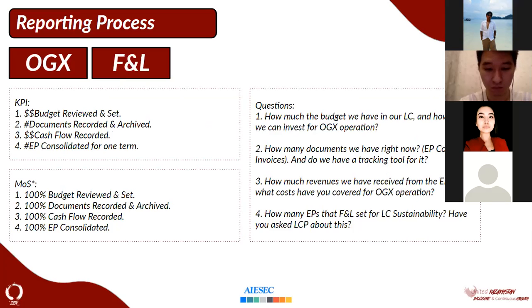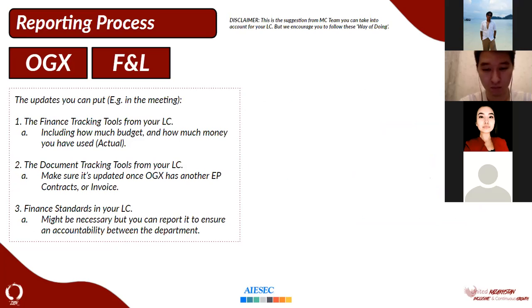So for FNL, let's jump into the questions, because KPI and MOS I have explained. The questions are: how much budget do we have in our LC and how much can we invest in OGX operation? How many documents do we have right now, EP contracts and invoices, and do we have a tracking tool for them? Thirdly, how much revenue have we received from the EP, and what costs have you covered for OGX operation? Then how many EPs has FNL set for LC sustainability, and have you asked LCP about this? So the updates you can put in the meeting.